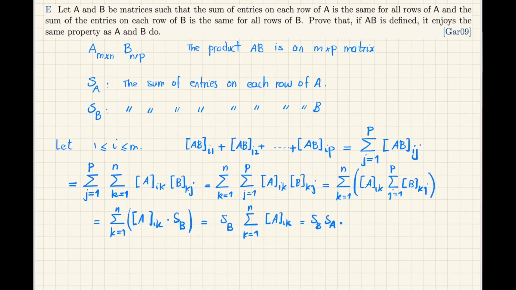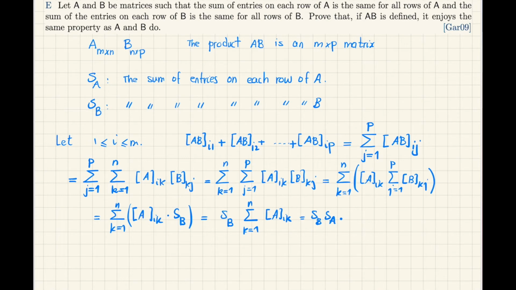So I showed that if the sum of the entries on each row of matrix A is a constant number, say S sub A, and if the sum of entries on each row of matrix B is the constant number S sub B, then the product has the same property, namely that the sum of entries on each row of the product is a constant. We not only proved that, but we also proved that that constant is the multiplication of these two constants. Okay? Now we go to the next problem.